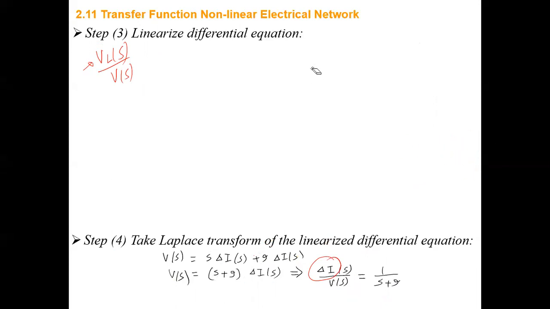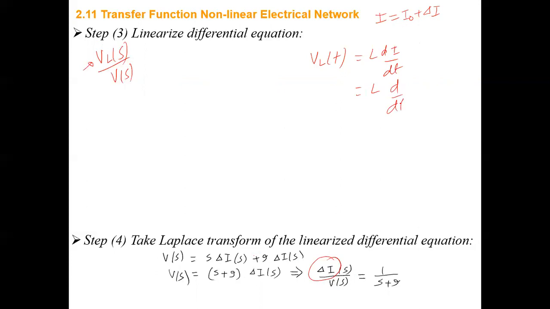So can you do this? Can I say VL(t) is L times dI over dt, right? The voltage across the inductor is given by this. This is the well-known formula, right? We did this many times already. So now, what is your I? Remember in the Taylor series, what did you do? Your I is I zero plus delta I, right?